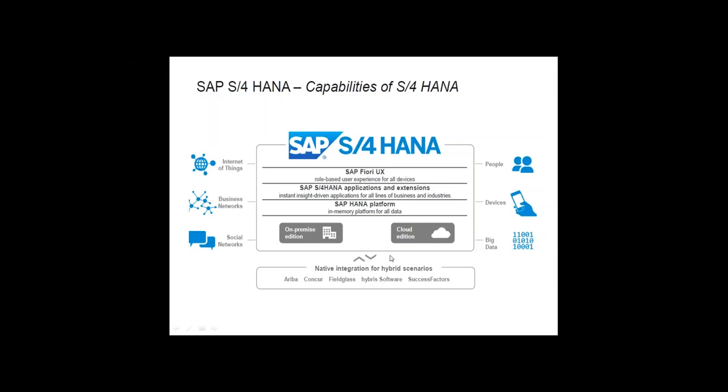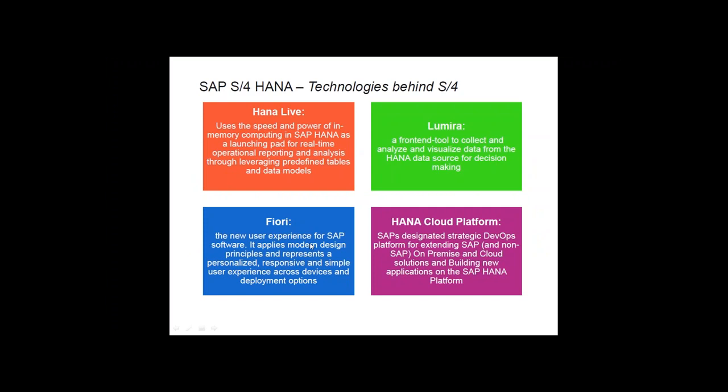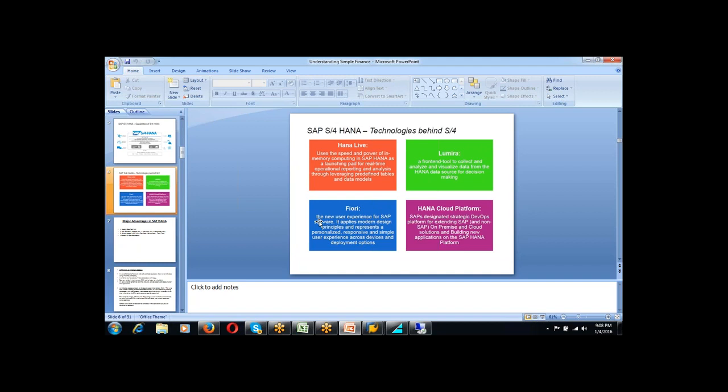That means we have two types of editions, on-premises edition and cloud edition. First, we are going to concentrate on the on-premises edition only. Then, if you see the HANA structure, what types of tools do we require? We require HANA Live, and also HANA Cloud Platform is required, as well as Fiori apps, and you can see SAP Lumira, which you can see in my system also.